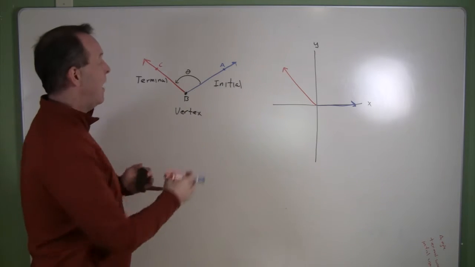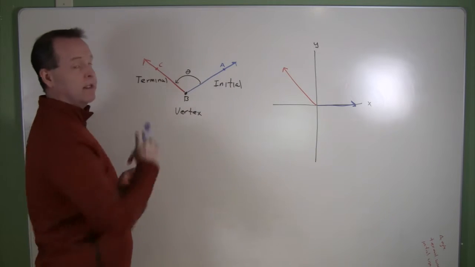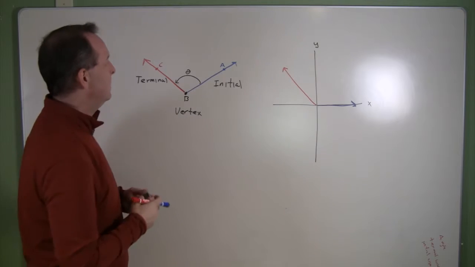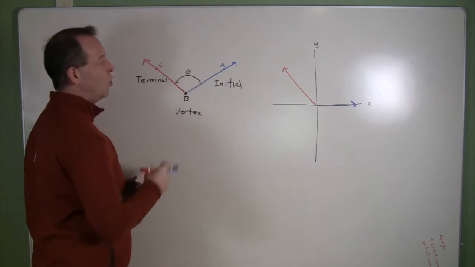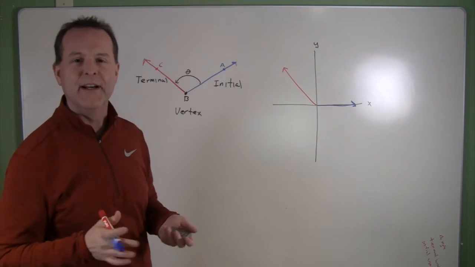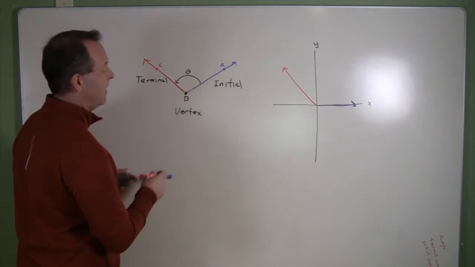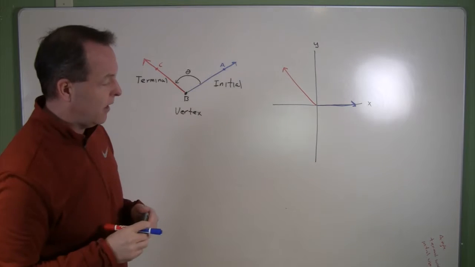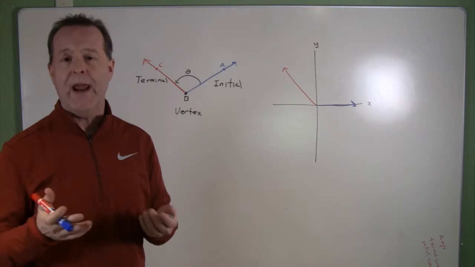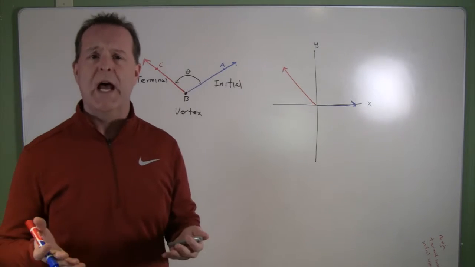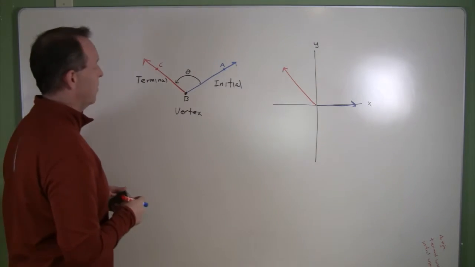In this case, I have a ray that's marked in blue and a ray that's marked in red, and they both meet at a common point called a vertex. In this case, the blue ray, we're going to call our initial ray, and then the red one in this particular case is called the terminal ray or the terminal side. I think our book mostly says it's the initial side and the terminal side is what those are called.